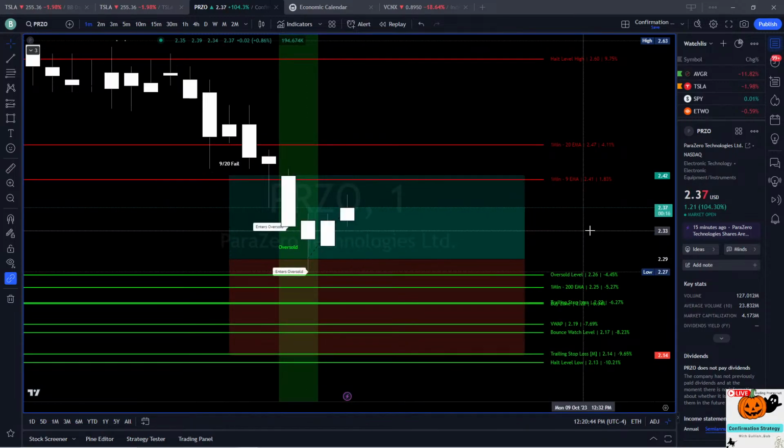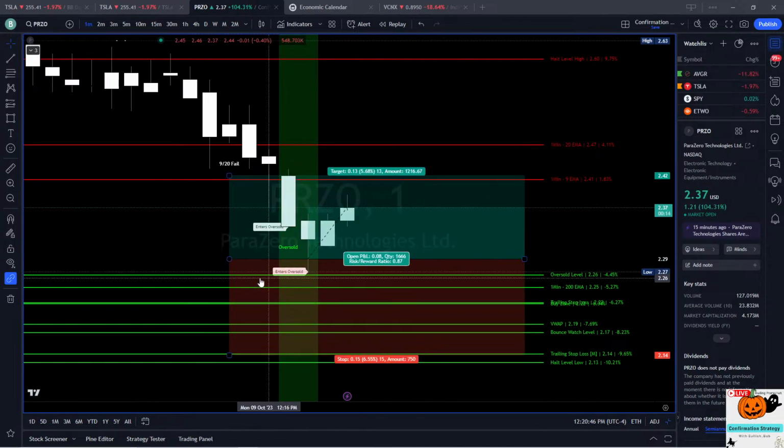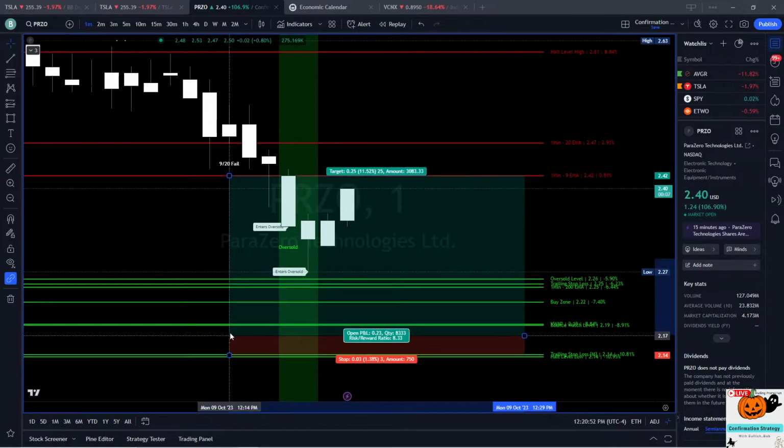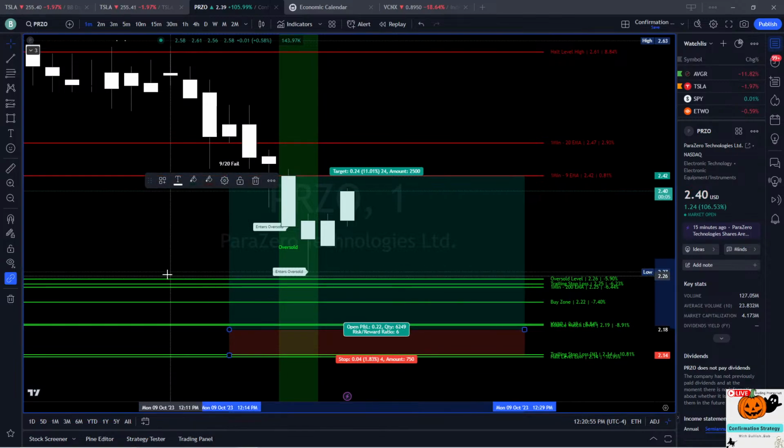So that would adjust, right? So we're watching here. So again, our stop loss would be down here all the way at the, let's see, right around that area.